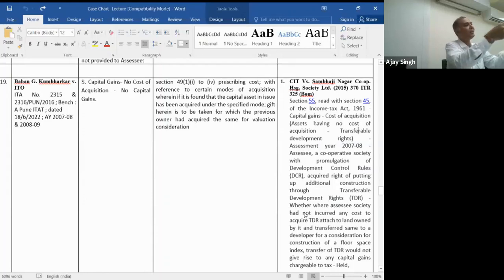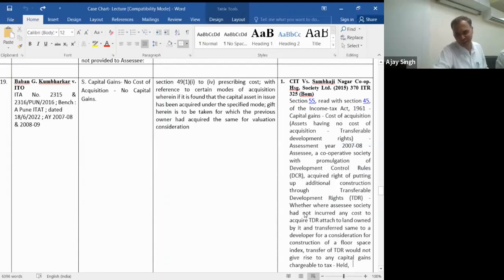It is simply that the person says, "I am cultivating," and he says goodbye, "I don't want my name, remove my name." So there is no consideration. It is not a case of a gift. It is not a case of a sale. It is not a case of succession. It has just been received, and therefore there is no cost of acquisition involved. And we relied on the Sambhaji Nagar Cooperative Society decision as well.